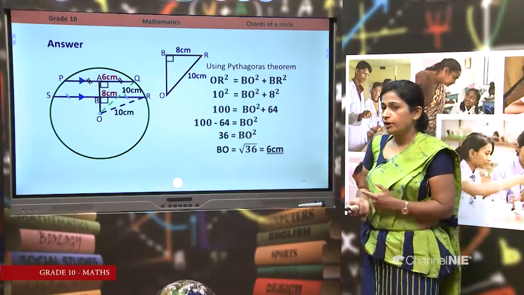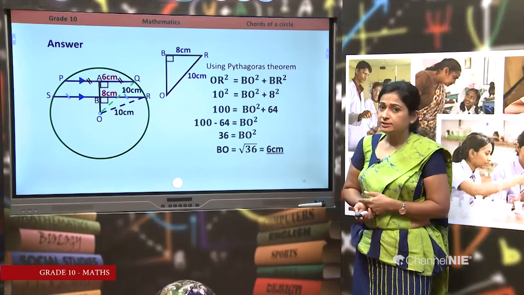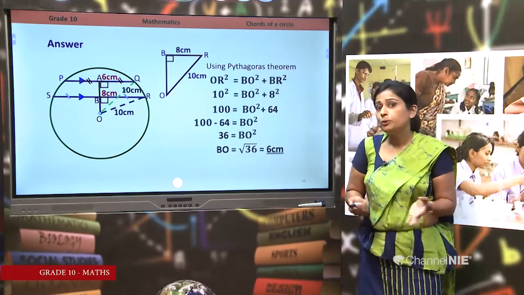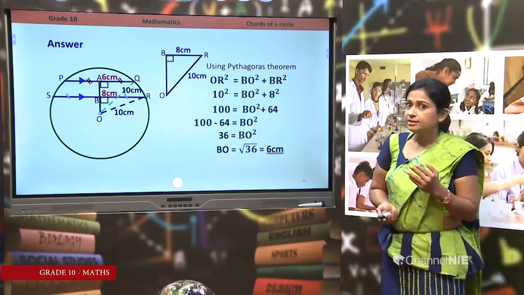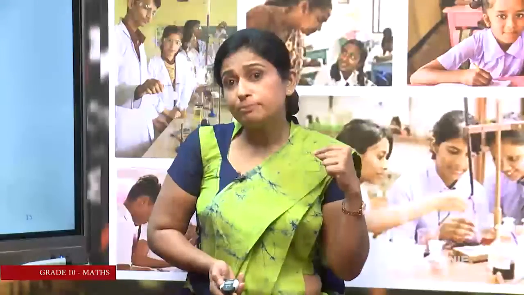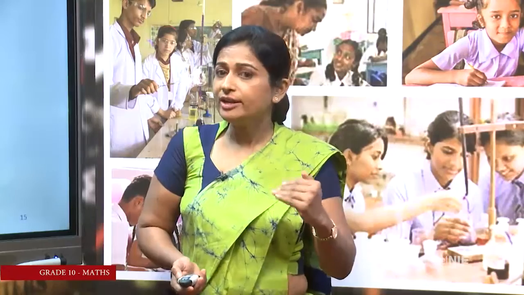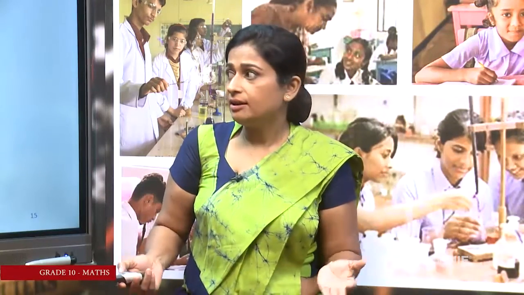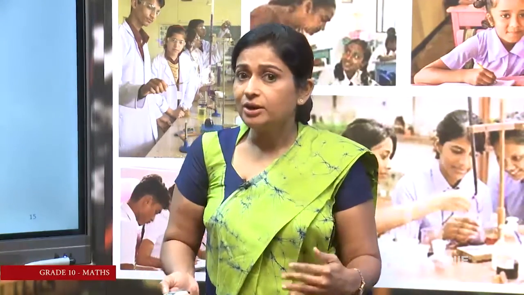We have found two values, OA length and OB length. The target is finding the AB length, which is the distance between two parallel lines. Two parallel lines mean the chords SR and PQ. So, we are going to find the AB length using the OA length and OB length.